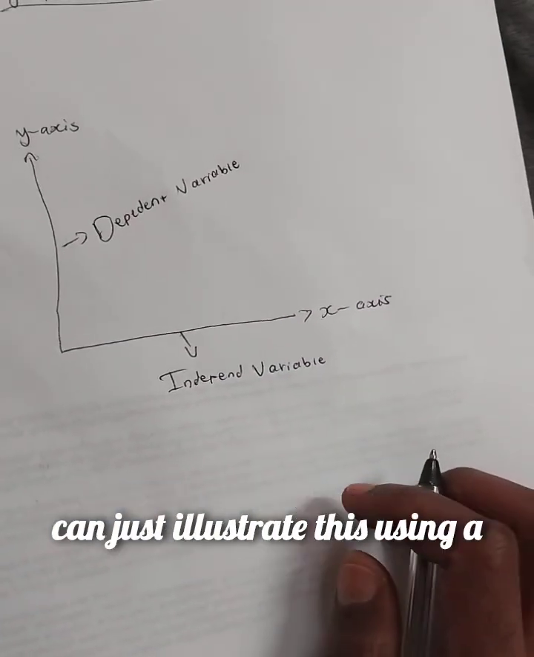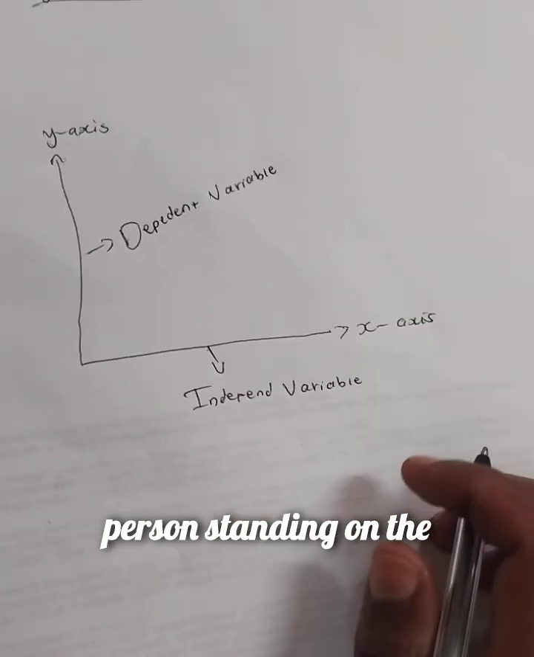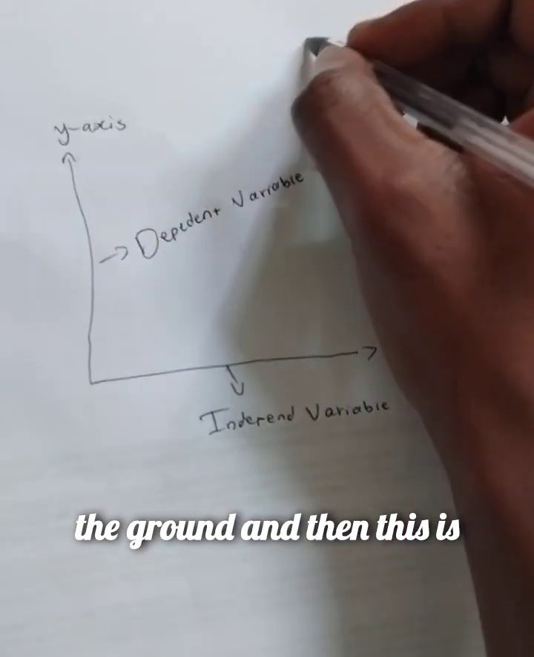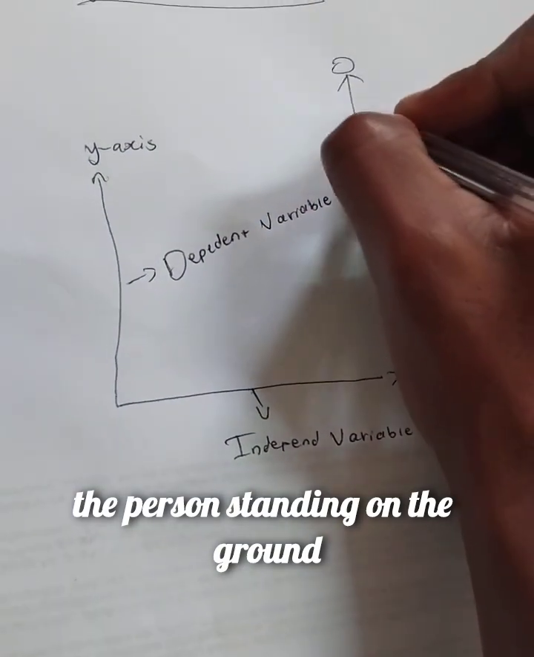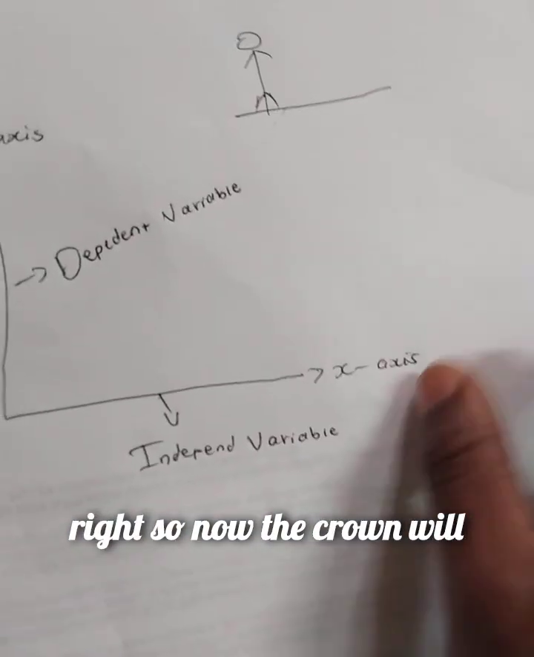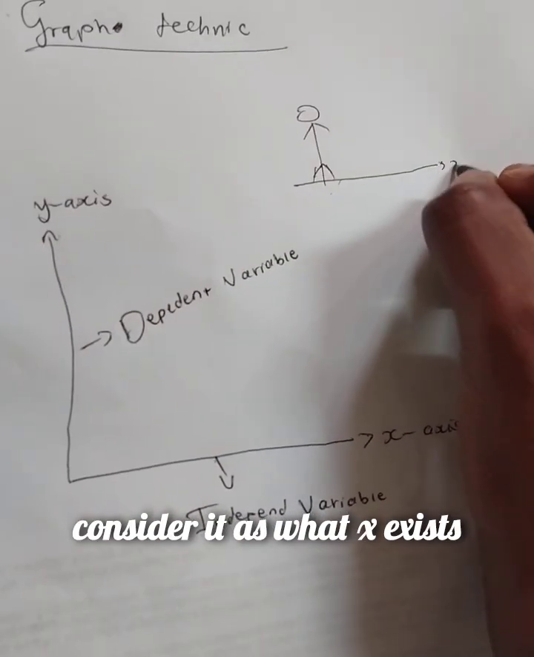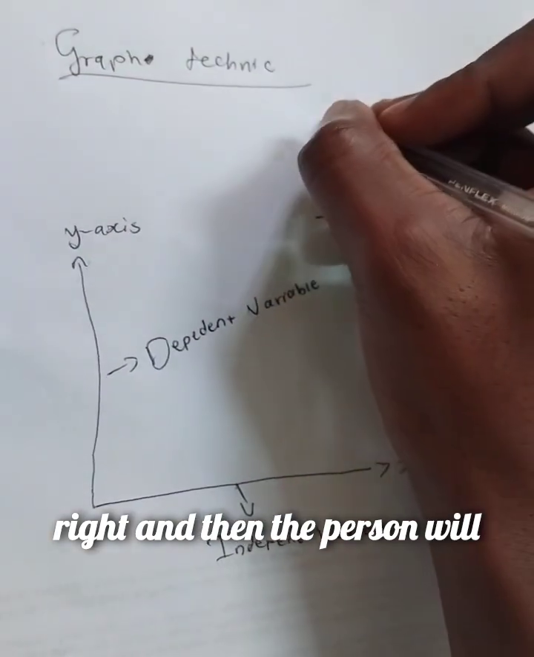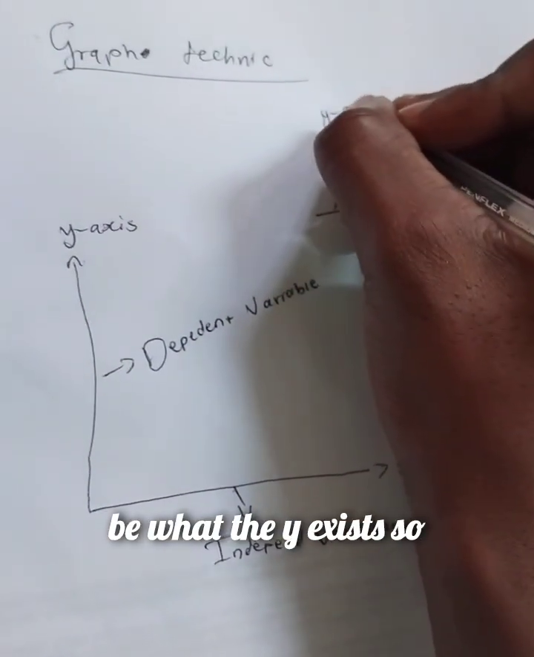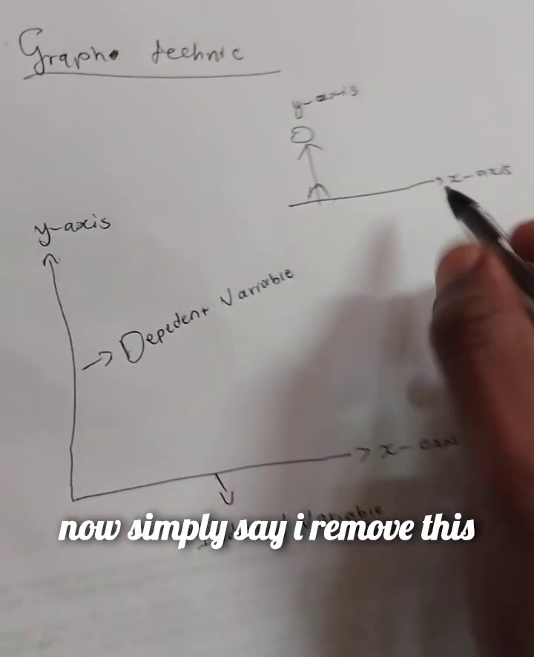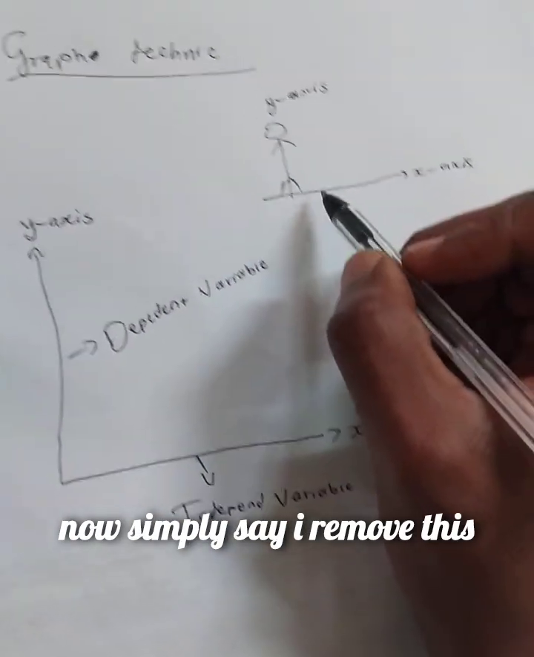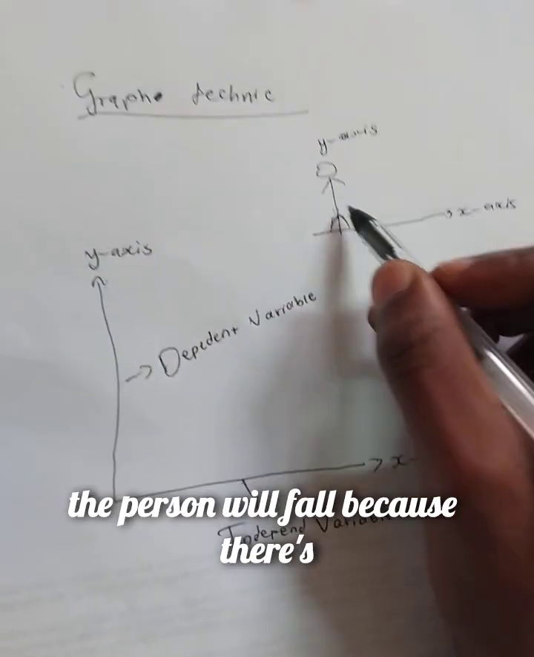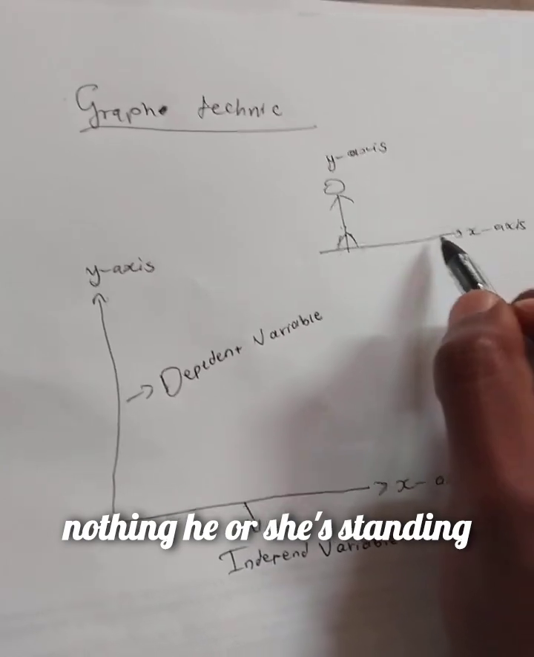Now in simple terms, we can just illustrate this using a person standing on the ground. Let's simply say this is the ground and this is the person standing on the ground, right? The ground I'll consider as the x axis, and the person will be the y axis. Now let's say I remove the ground. What will happen to the person standing on it? The person will fall, because there's nothing he or she is standing on.